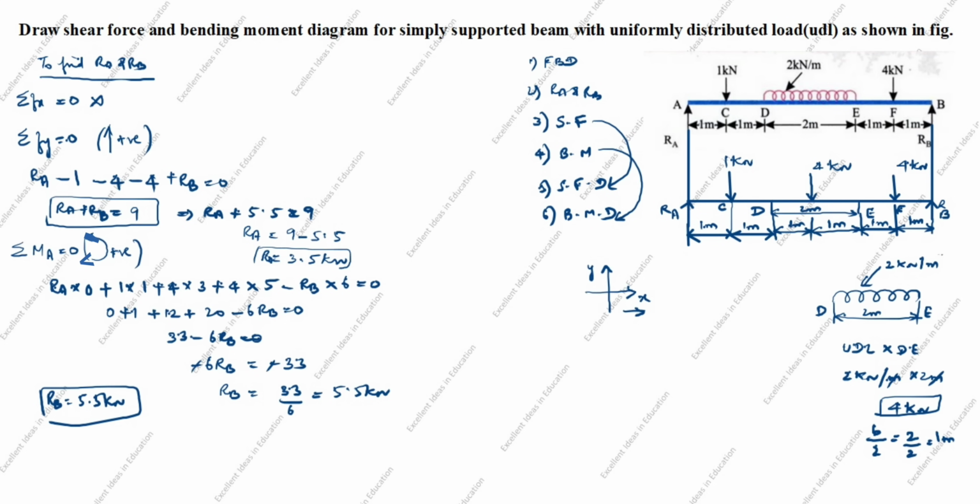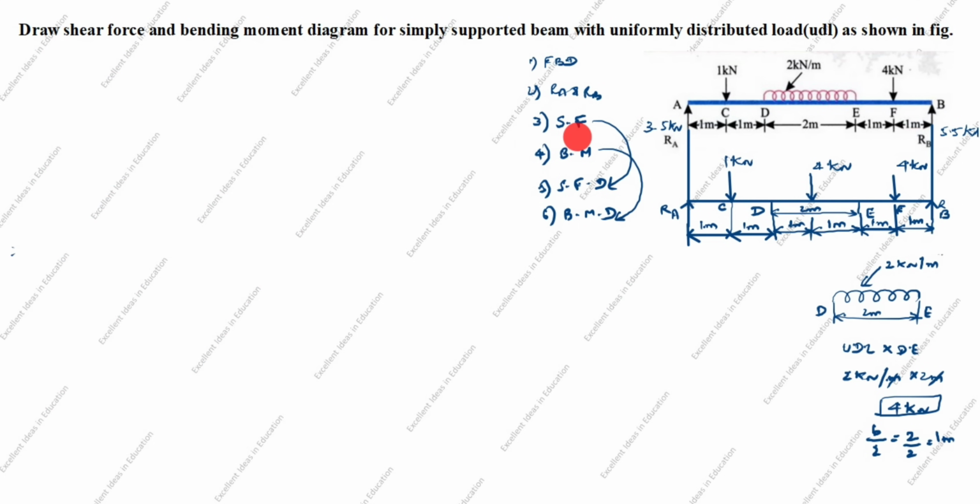Now we got RA value is 3.5 kilonewton. RB value is 5.5 kilonewton. Next we will calculate shear force. Shear force calculation. We will see two rules for shear force calculation.